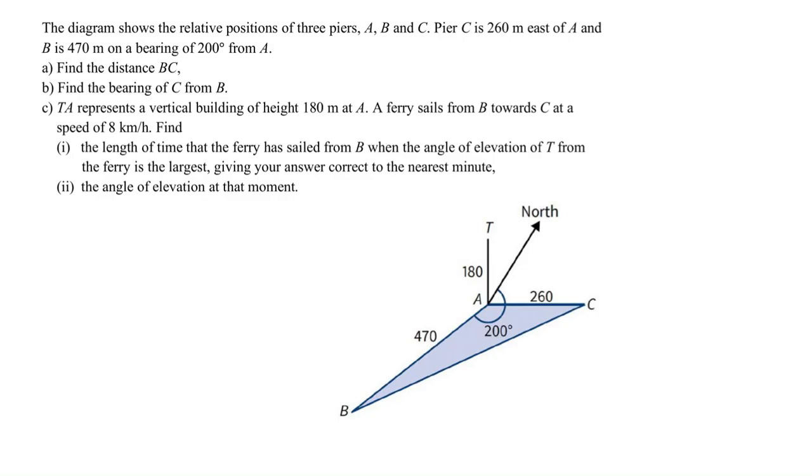Hello everyone, welcome to this question where we have three piers, A, B, C, horizontally. C is northeast of A. This is a pretty important piece of information, because this will tell me that this will be 90 degrees here. Okay, and there's also a bearing of 200 degrees of B from A, which is also drawn for us. And from here, we would then be able to get this.